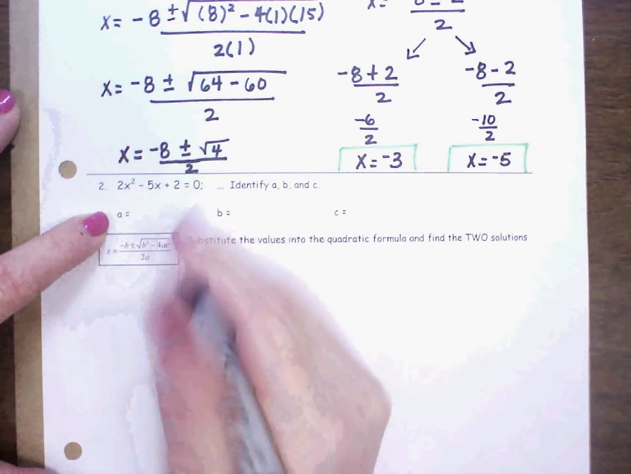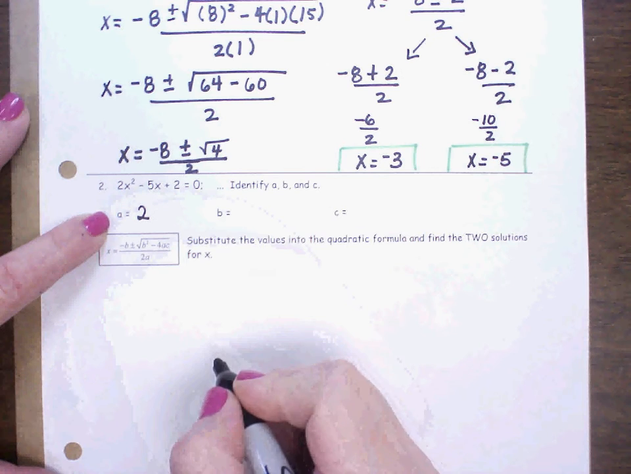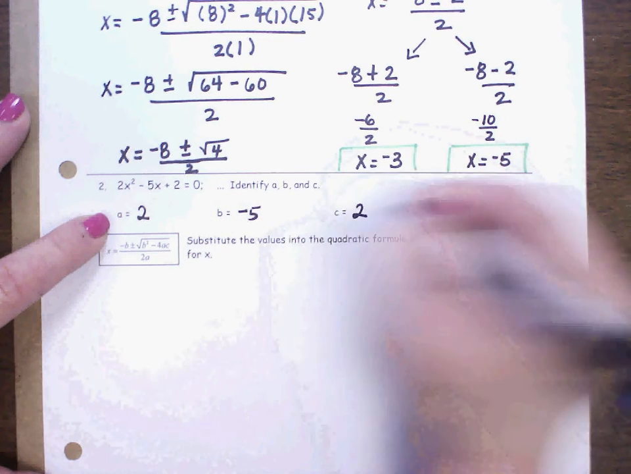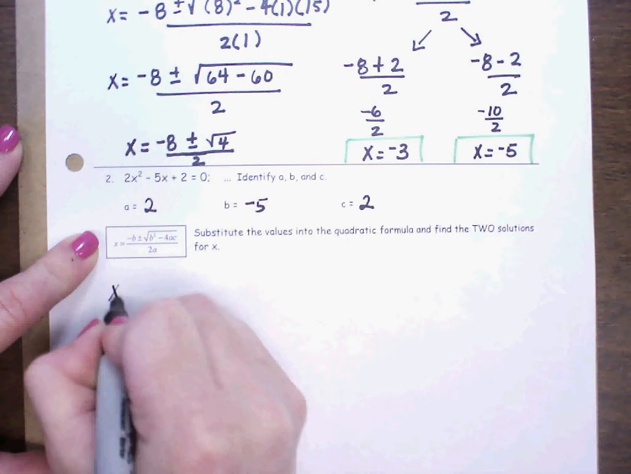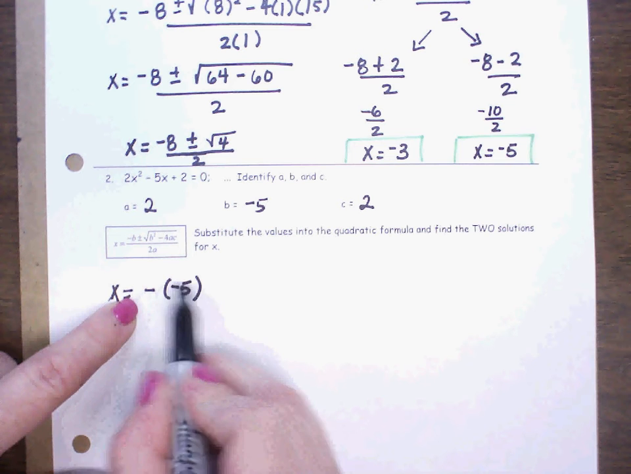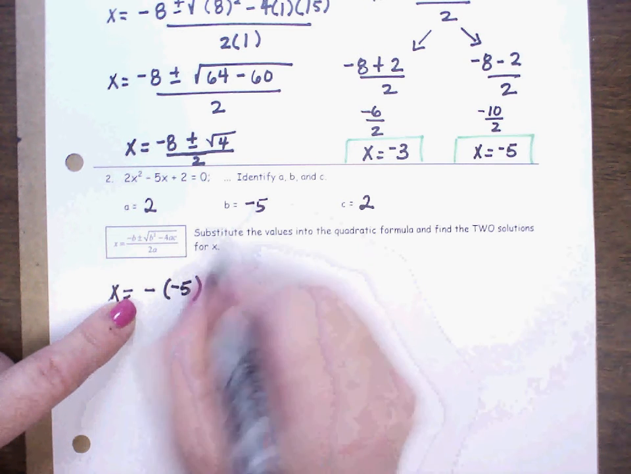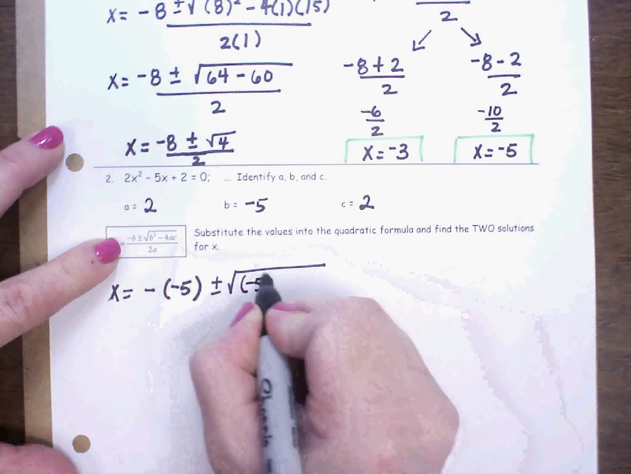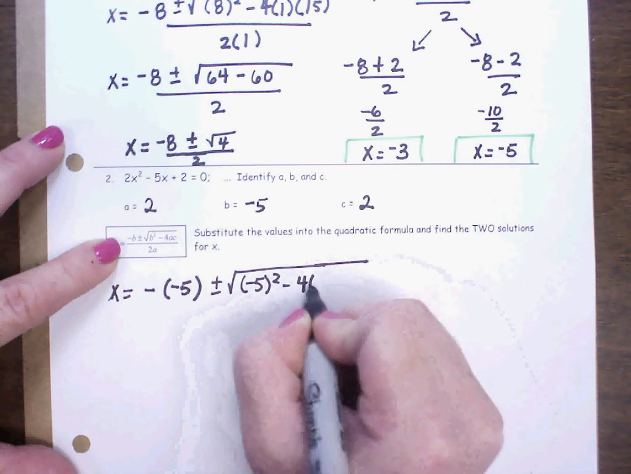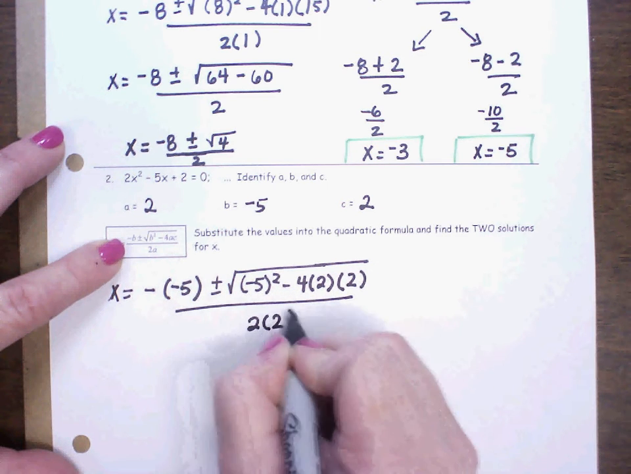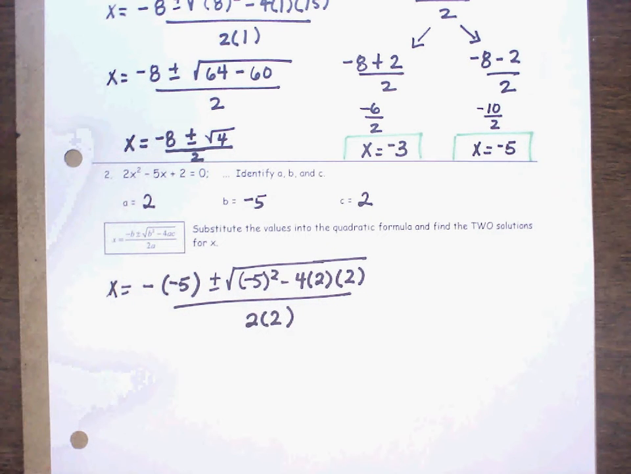Right, so first step is making sure that is on standard form, and it is. What's my A? 2, the quadratic term. What's my B? Negative 5, that's my linear term. And what's C? 2, that's my y-intercept. And now I'm going to go ahead and plug in. Opposite, negative, but then B is negative 5, right? Plus minus. B squared would be negative 5 squared. Minus 4 times A, which is 2, times C, which is 2. All of that divided by 2 times A, which is 2 times 2.